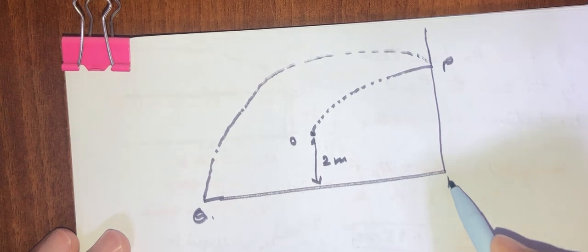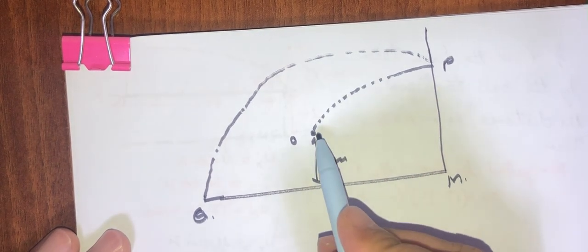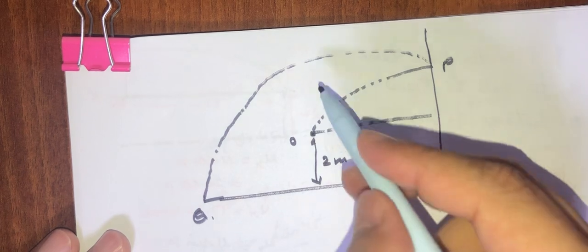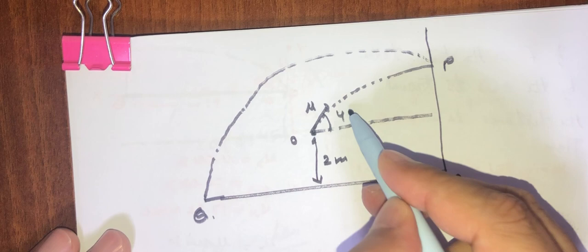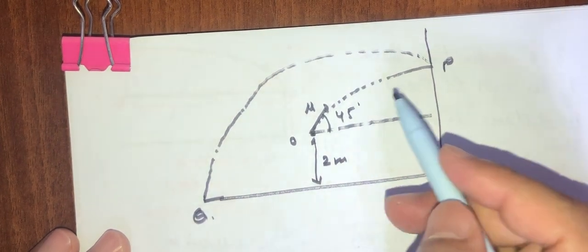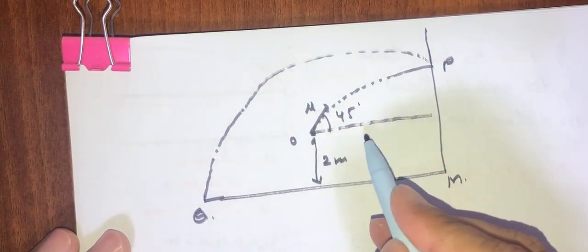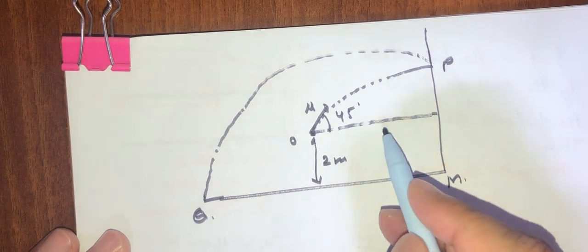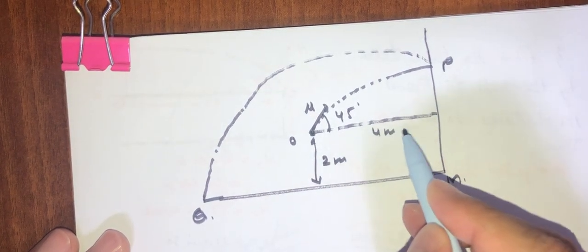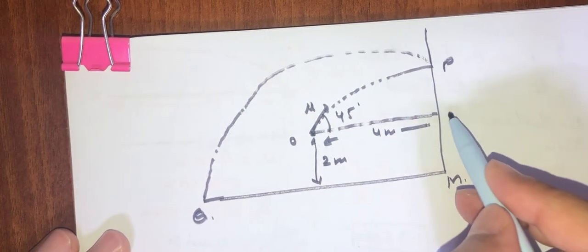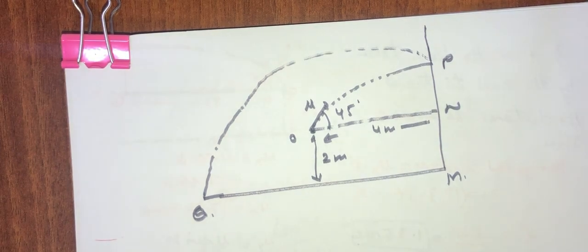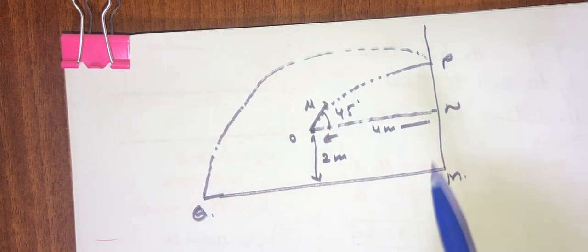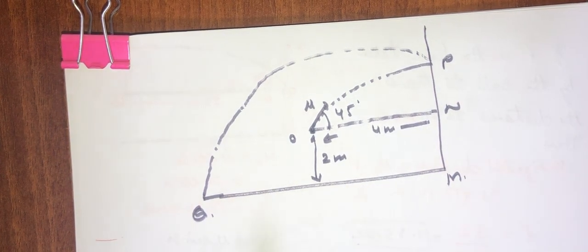Let us call this M, and the angle of projection, this is U. This angle of projection is given as 45 degree, and the distance of this wall from point O is given as 4 meters. Let us call this point N. So this is the diagram, and in this case we are going to find out where this ball hits at point Q. So this distance we have to find out.